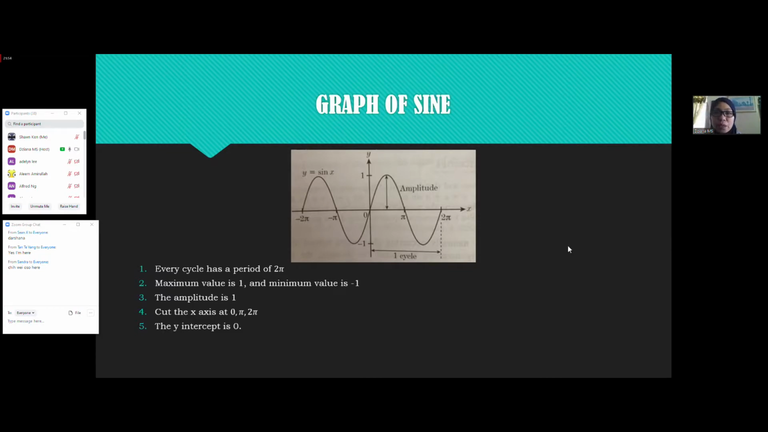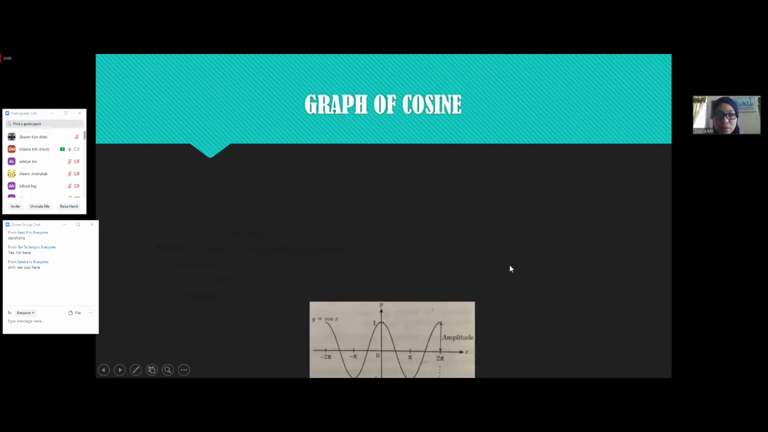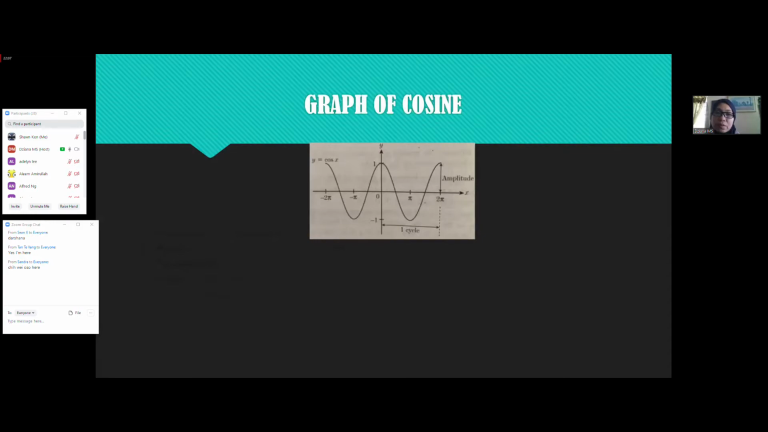Okay, now I proceed to the next graph, graph of cosine. This is cos theta. You remember this one, you have learned this one in maths. If you are asked to sketch from 0 to 2 pi, this will be your graph. Now, the characteristics are almost the same as sine. Every cycle has a period of 2 pi. So one cycle here is 2 pi.